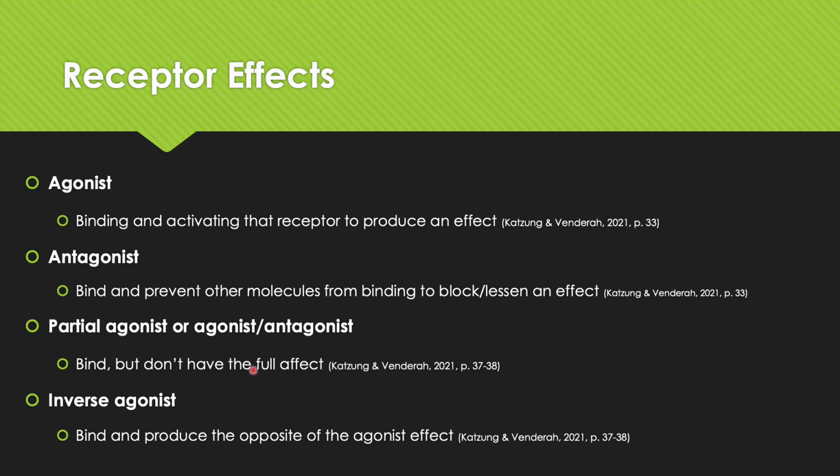A partial agonist or agonist-antagonist is exactly what it sounds like, but it binds and then it just doesn't have the full effect that a true agonist would, right? So that is what a partial agonist is, exactly what it sounds like. So we're going to give a drug and it's going to have not the full effect of an agonist, just a little bit of it.